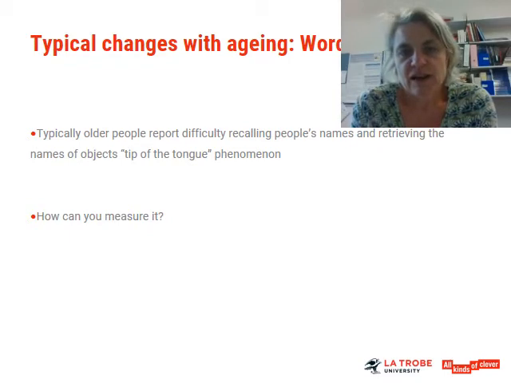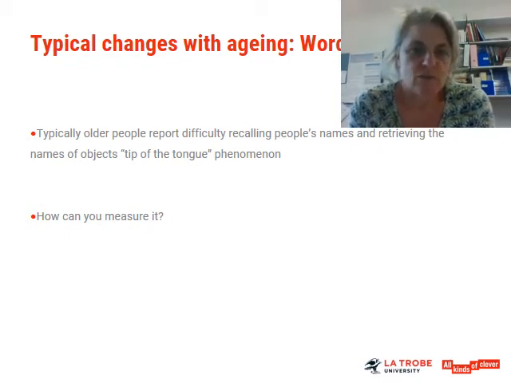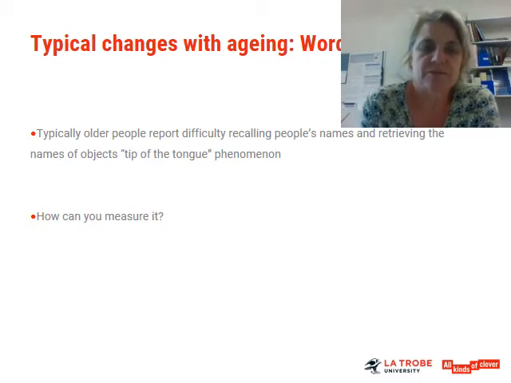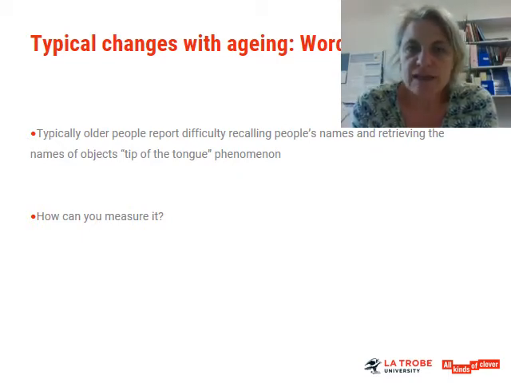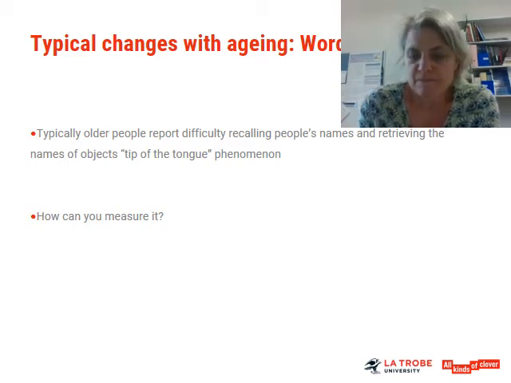So how could you actually measure someone's ability to retrieve words, think of words? Well, there are a couple of standard ways to measure word retrieval. Let's have a look at them.